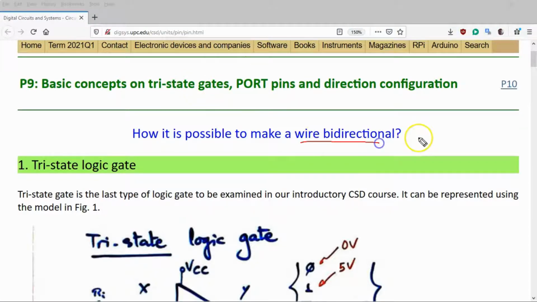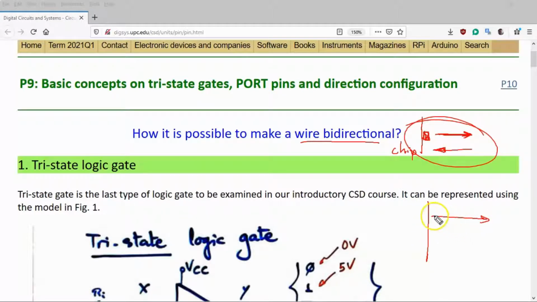How is that possible? To consider a pin, and this is a chip, you see, you have a chip, and this is a pin. How can it be declared as output and another time later on, perhaps in the same program, as input? How can you do that instead of using the typical fixed direction, a single direction output and a single direction input? So two different pins. How is it possible to use a single pin for both directions, depending on the program?